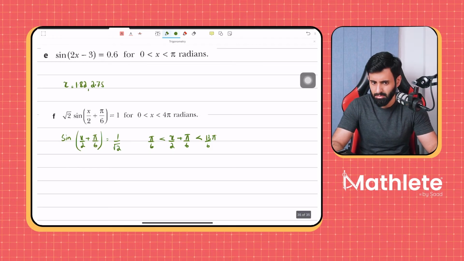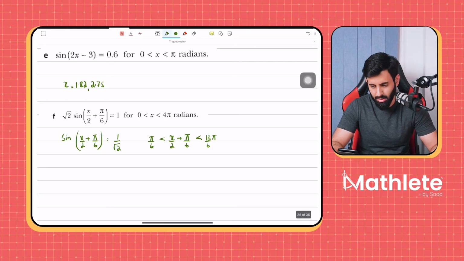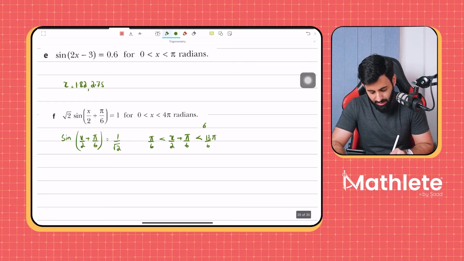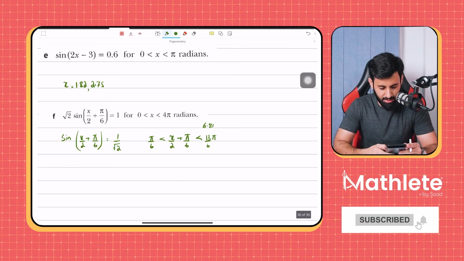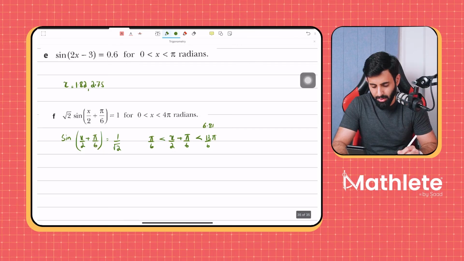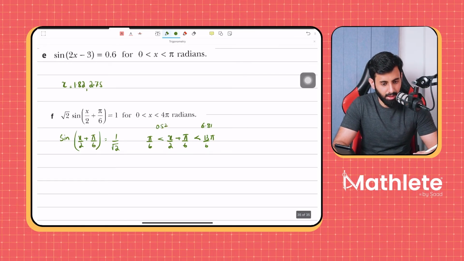I mean, why are you being so hard on yourself? Just use your calculator when you're allowed to. Okay. 13 upon 6 pi. Let's look at the decimal value of it. 6.81. Okay. And pi upon 6. Let's see the decimal value of that. 0.52. Still didn't get it?